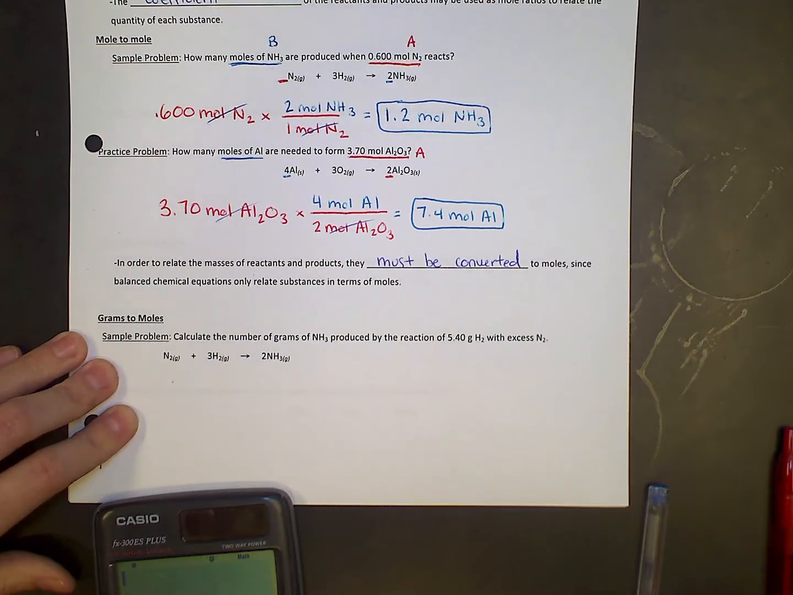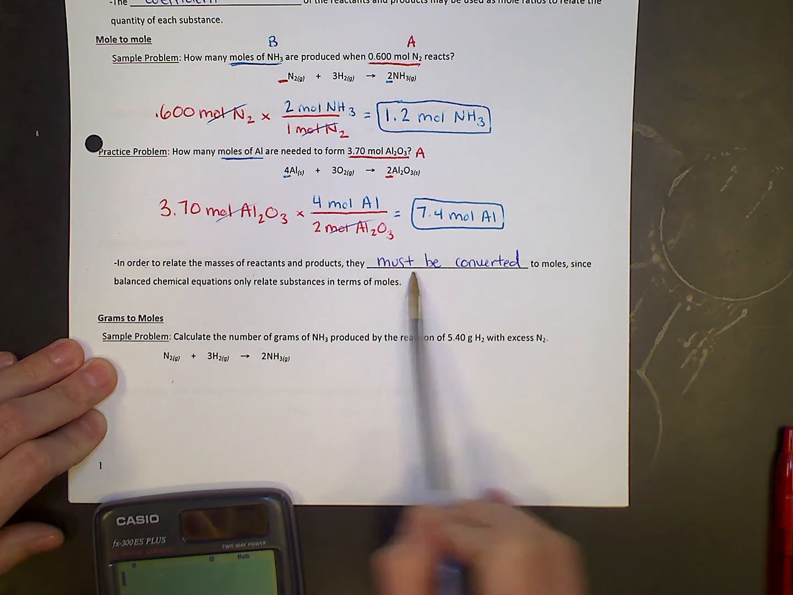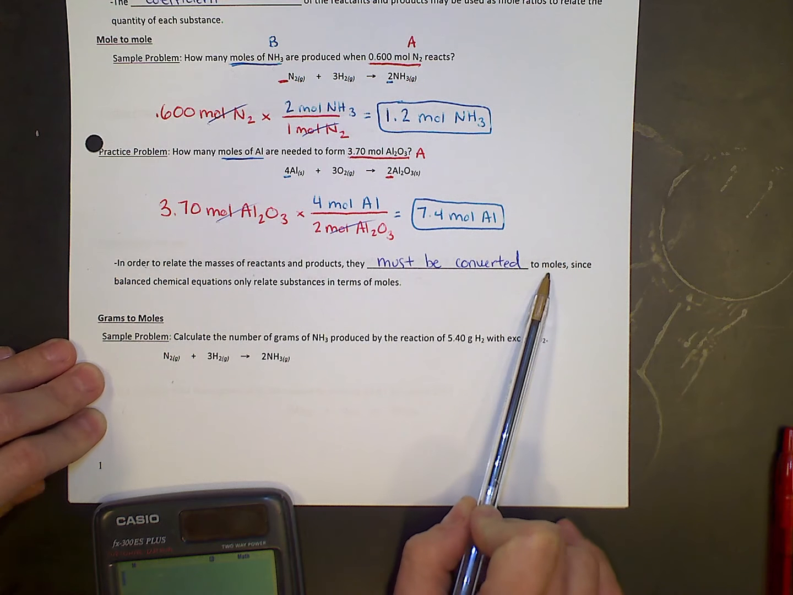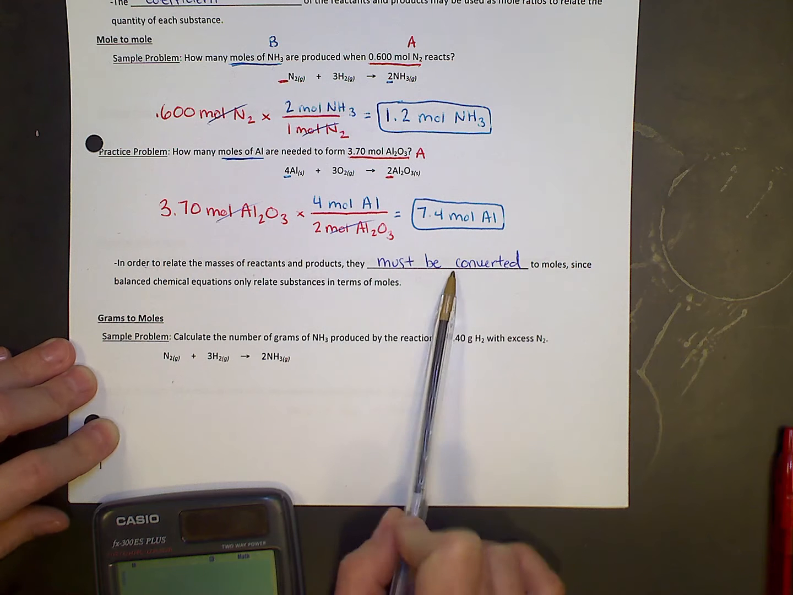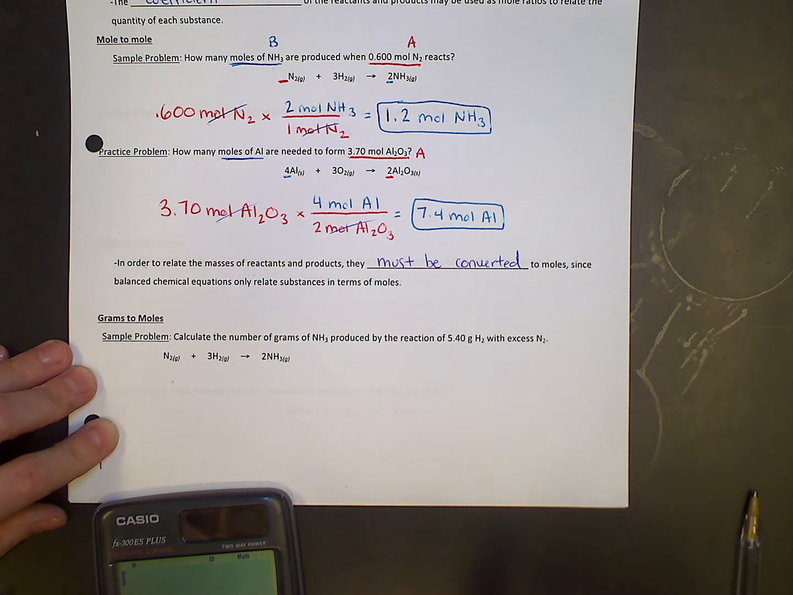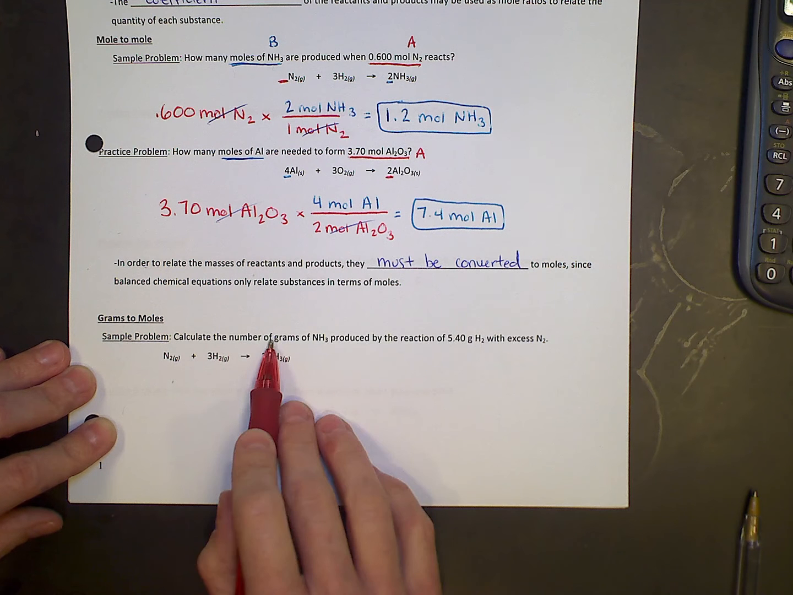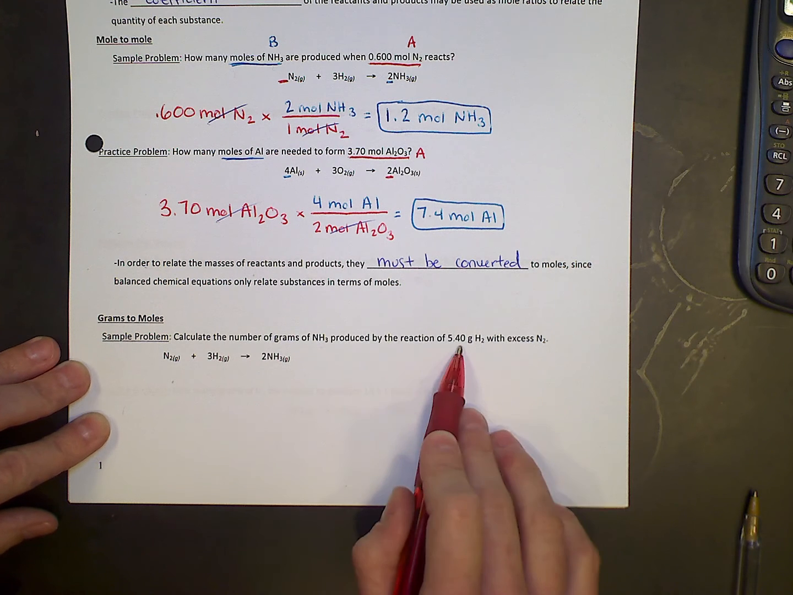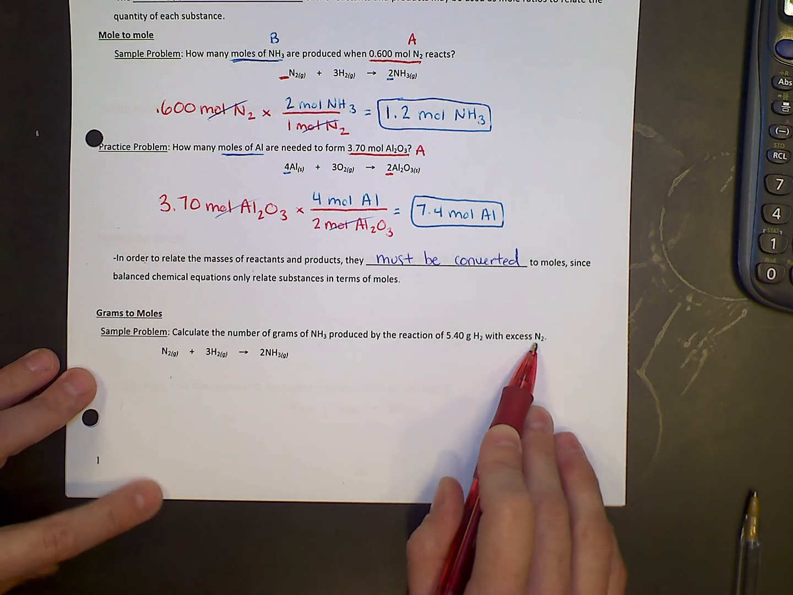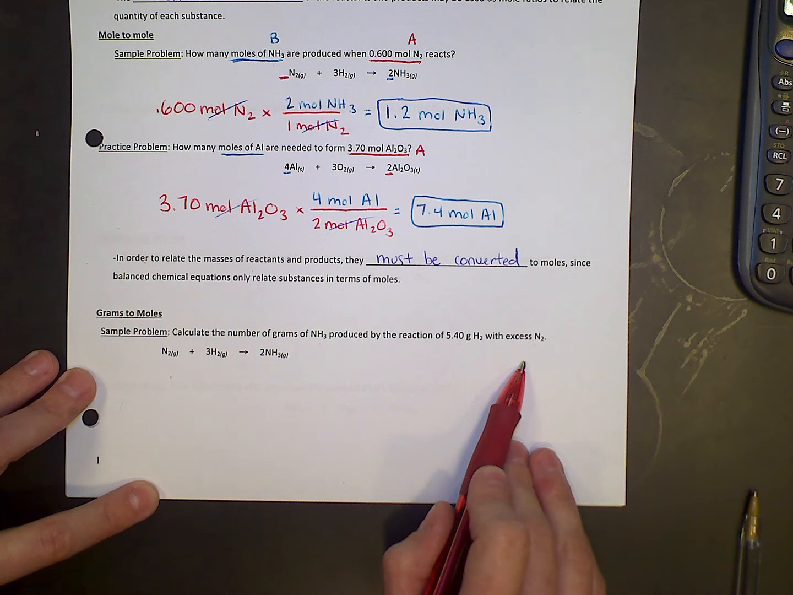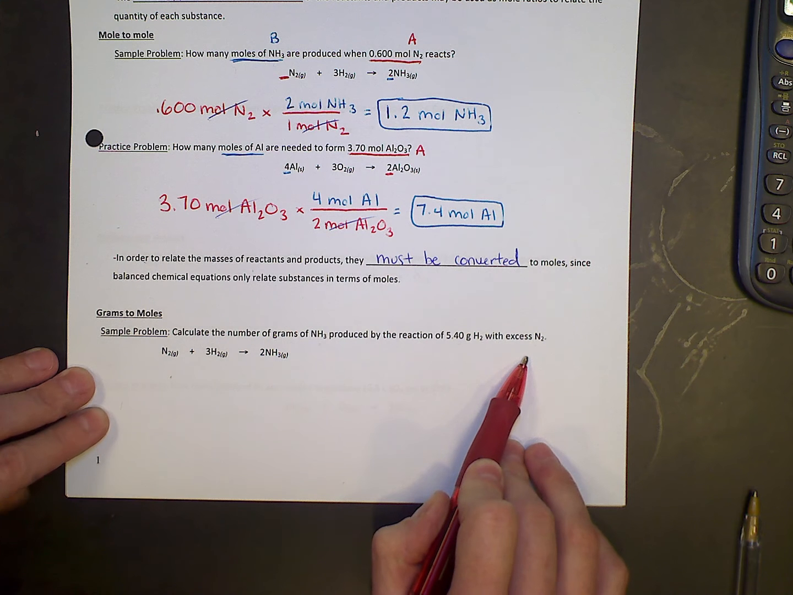Just as a heads up for these next ones, in order to relate the masses of reactants and products, they have to be converted to moles before we do any conversions using the mole ratio step. So that's what our next thing is going to explore. This next sample problem: calculate the number of grams of NH3 produced by the reaction of 5.4 grams of H2 with excess N2. Excess N2 just means we have extra of it. It won't run out. Basically, it tells you to ignore the N2.